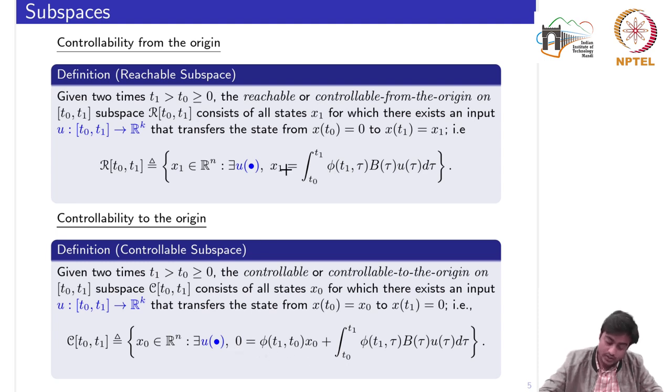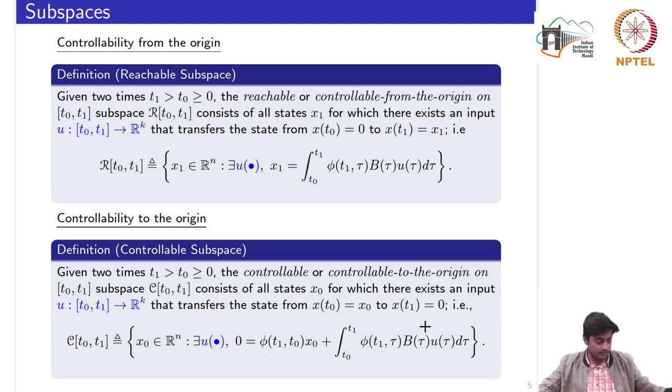So this part was not included in the first definition of the reachable space because x0 is equal to 0. When we put x0 equal to 0, we did not have anything here, and the rest of the part remained the same. So here this x0 and u pair should satisfy this equation.